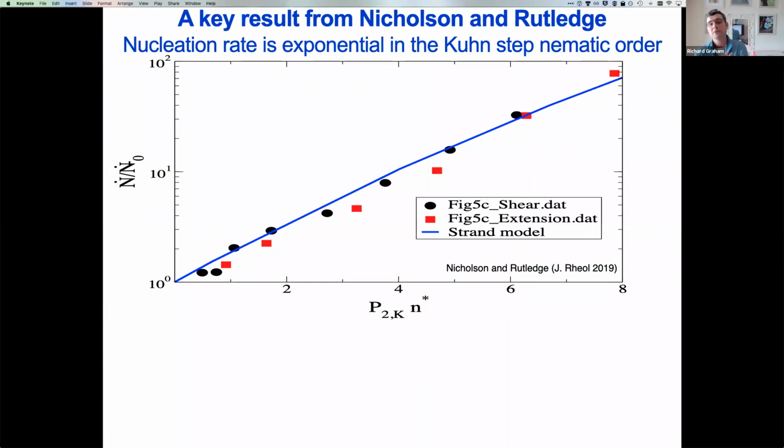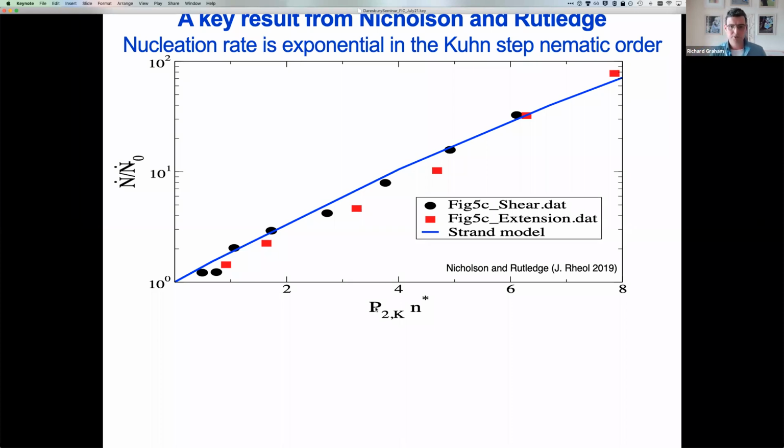And at the same time, a rival group published some really interesting simulations, which actually were extremely useful to us. They looked at a much shorter system than us, just 200 carbons, but that meant that they could do many more simulations looking at different types of flow, and they produced this really important result. They were able to collapse their nucleation rate onto an order parameter that they could extract from their simulations.